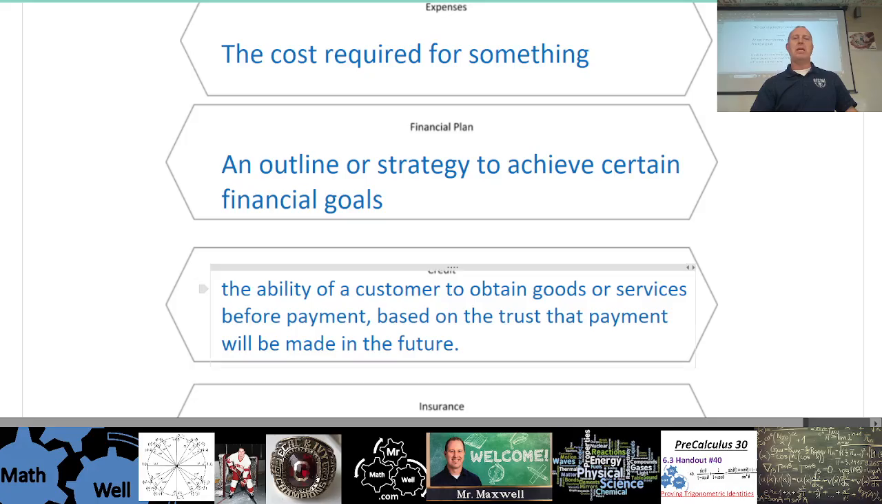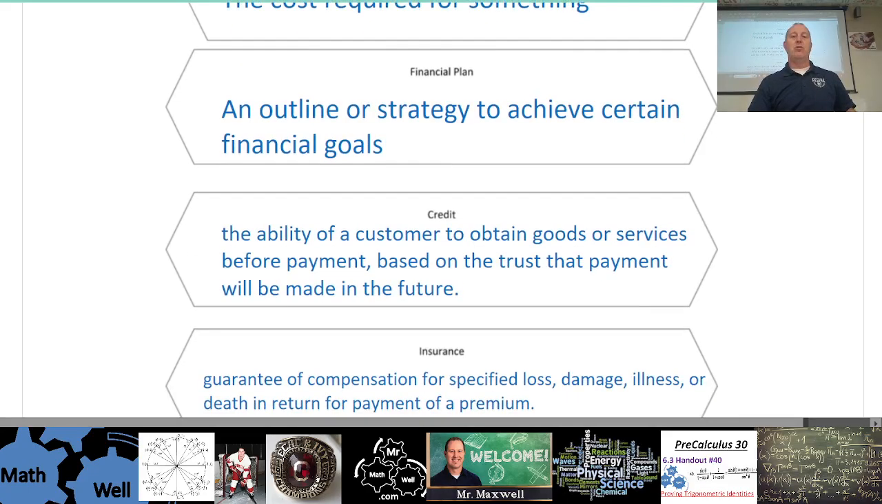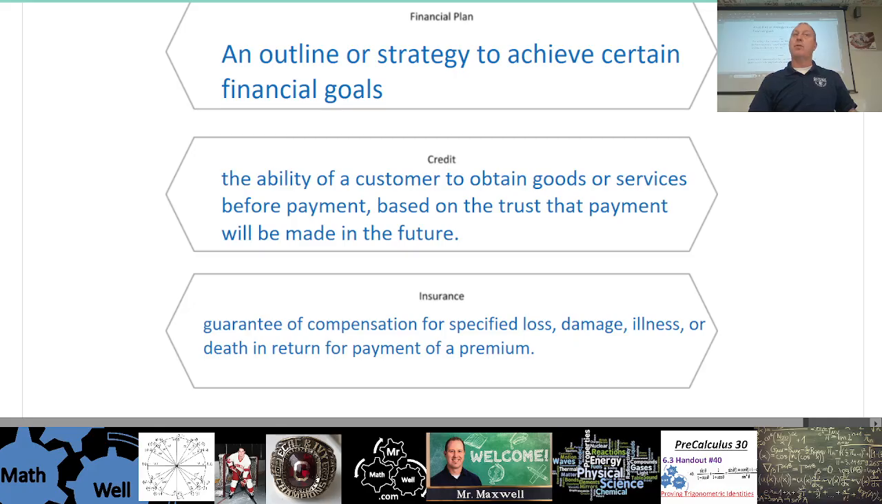Credits, the ability of a customer to obtain goods or services before payment. Yeah, that's the big thing too. They're going to give you money to use and you'll pay it later. I think we said that. So it's based on the trust that the payment will be made in the future. Yeah, you don't automatically get a credit card. You have to apply for it.